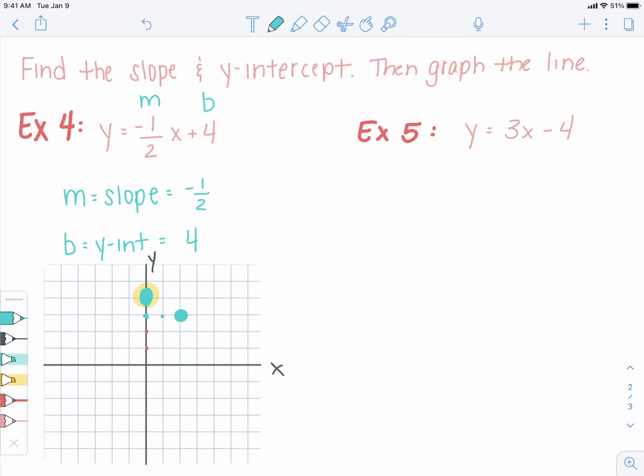If you want to be super accurate, you're more than welcome to continue counting down 1 and over 2 and get yourself a couple extra points so that you can really easily connect the dots. If I wanted to move backwards, I would go up 1 and back 2. That way I can connect the dots and really see where my line is going. More points will make you more accurate.